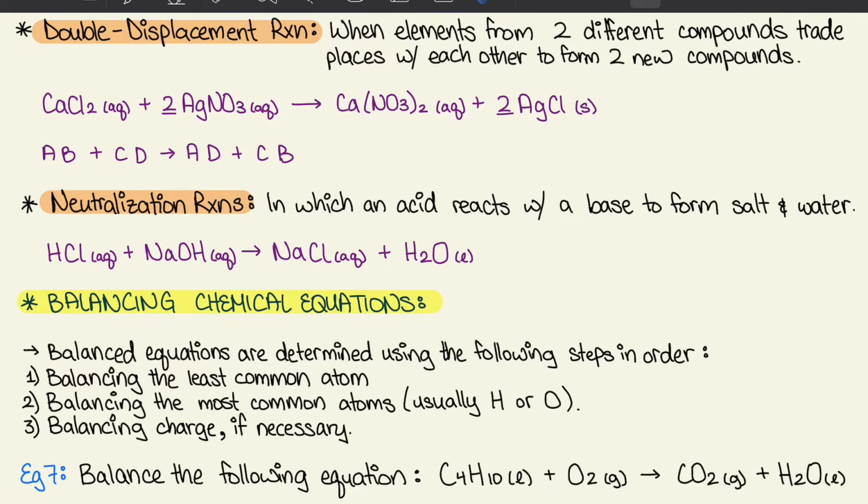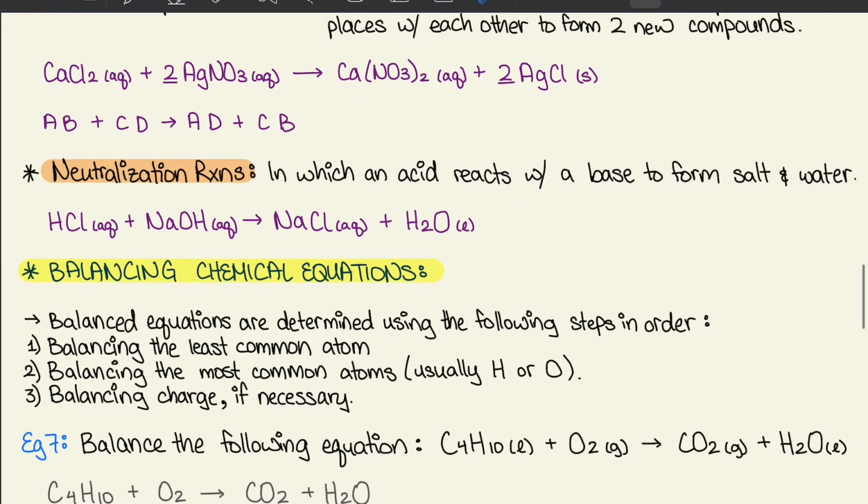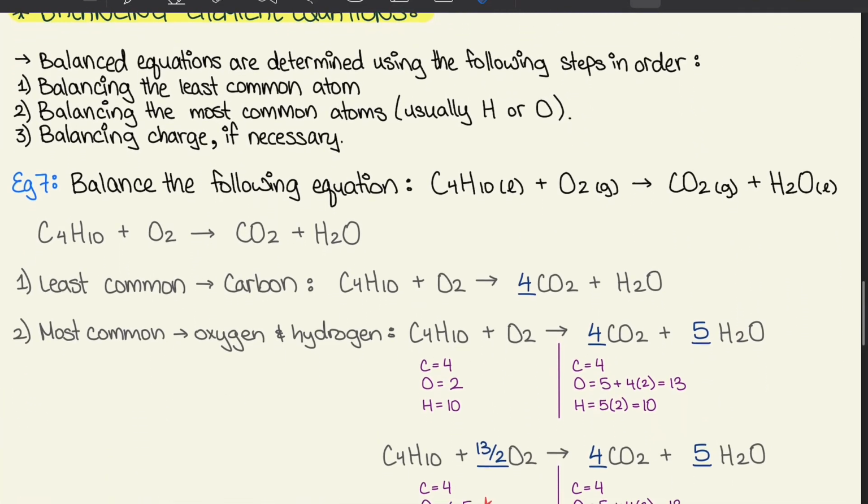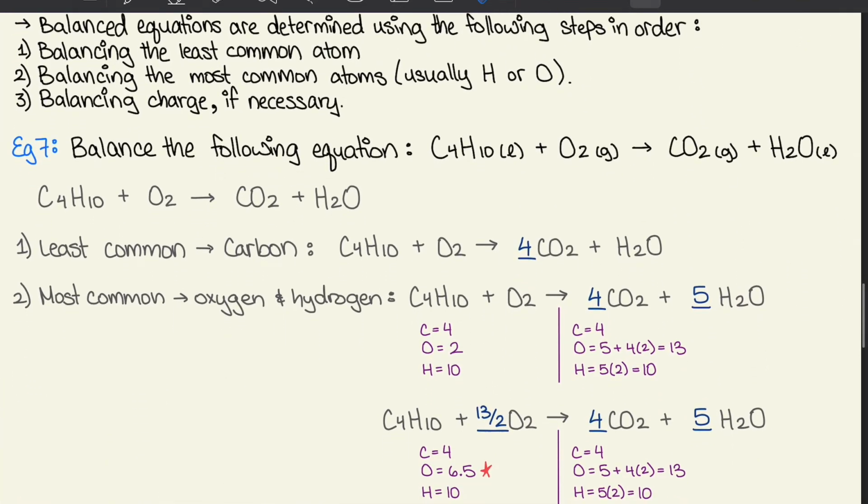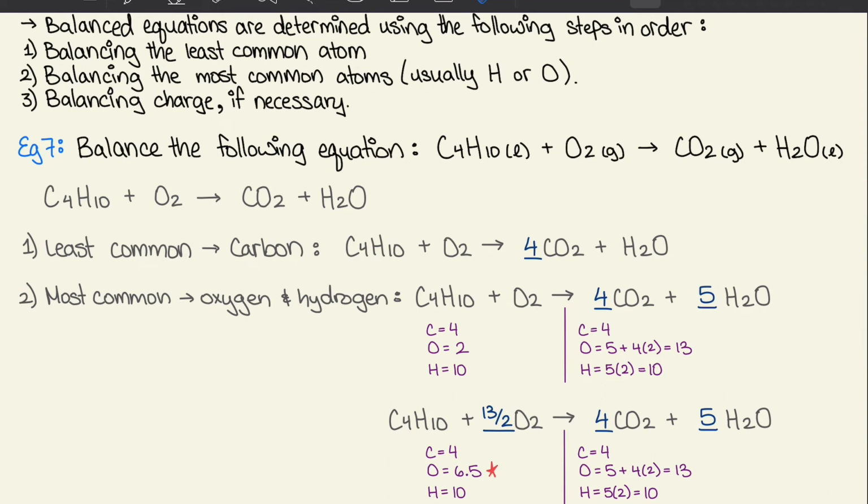So moving on to 4.4, balancing chemical equations. Balanced equations are determined using the following steps in order. Number 1, we want to balance the least common atom. Number 2, balance the most common atom, and this is usually your hydrogen or oxygen. And then number 3, we want to balance the charge at the very last, if there is one.